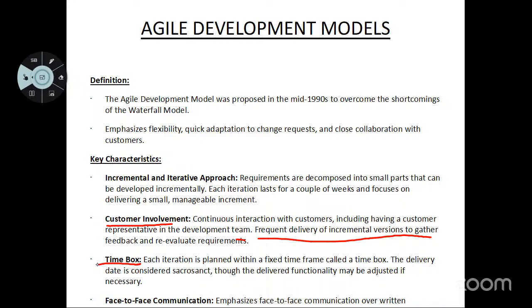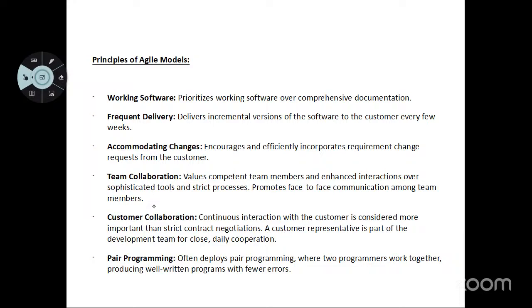So you have four different key characteristics: an incremental and iterative approach, customer involvement, a time box, and face-to-face communication when you go for the agile development model. So what is the agile development model? It emphasizes flexibility, quick adaptation to change requests, and close collaboration with customers. It also has a systematic approach to developing the project, but customer involvement is more when compared with the iterative models.